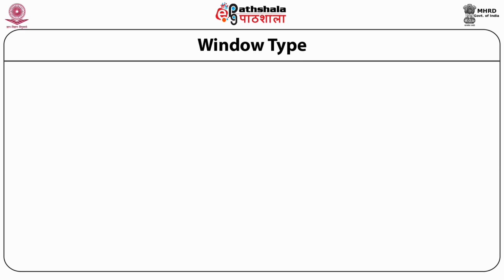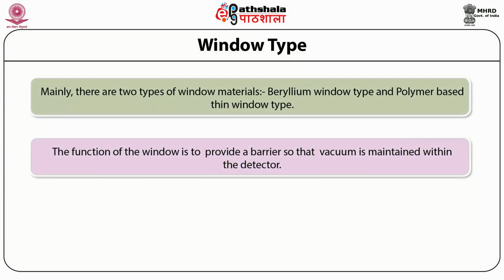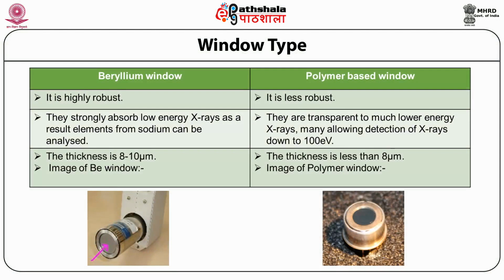About the window type. In SDD, we have discussed the window which is there. So basically, students, these windows are of two types. Number one, the beryllium window type. Number two, the polymer thin film window. Let us study about them. This shows a comparison between beryllium window and polymer based window.